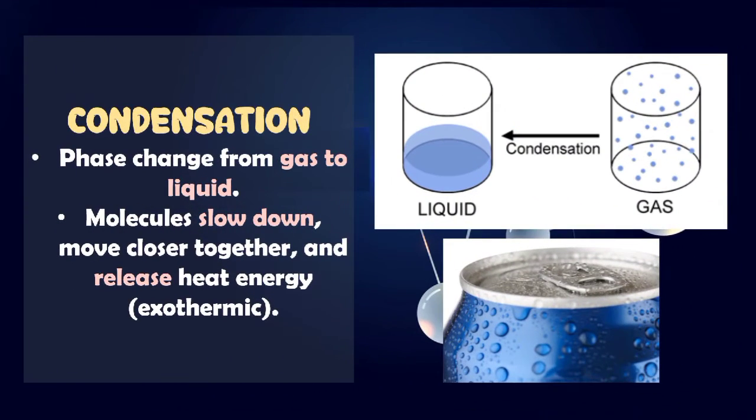The fourth one is condensation. Condensation is the phase change from gas to liquid, so it is the opposite of vaporization. In this process, the molecules slow down, move closer together, and release heat energy to the surroundings. Condensation happens when air or vapor is introduced to a cold object or any type of cold matter. So the hot air cools down and the molecules start to bind to each other and move closer, forming liquid.